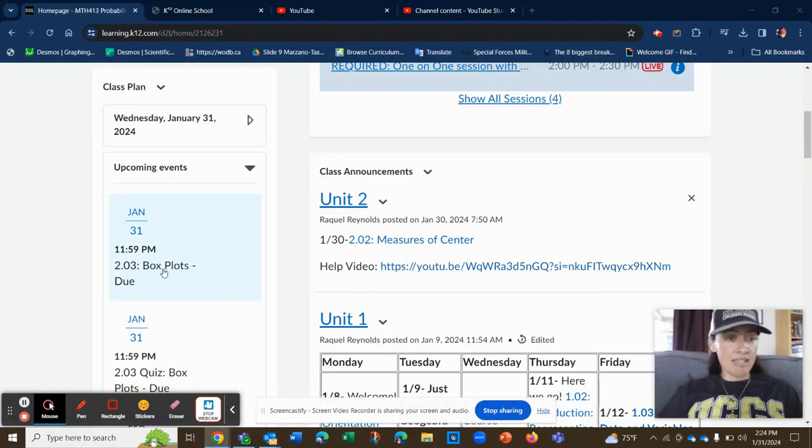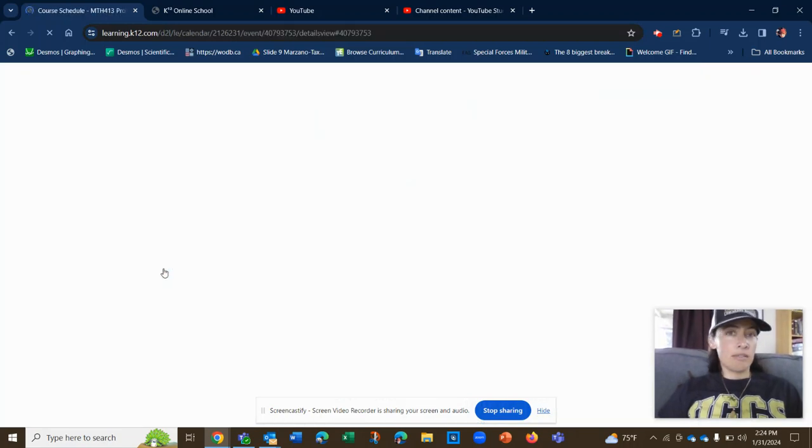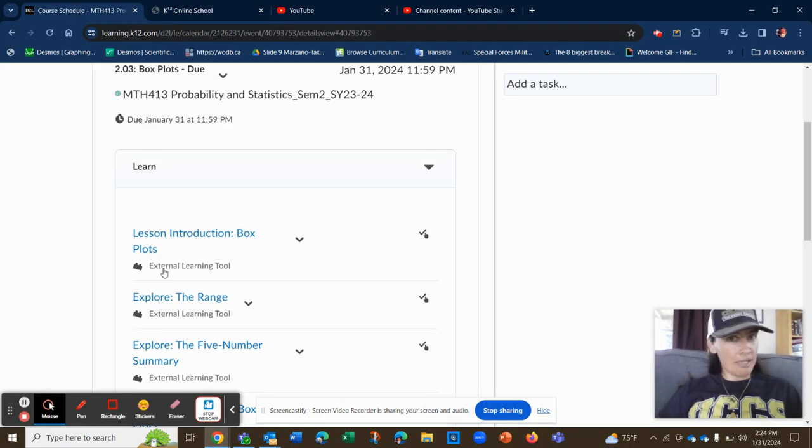So today is box plots, and I'm out in my living room because it's extremely cold in my office. It is the coldest room in our house.